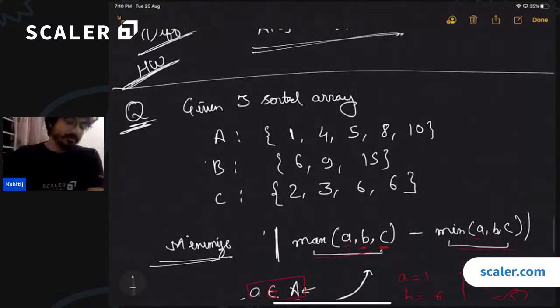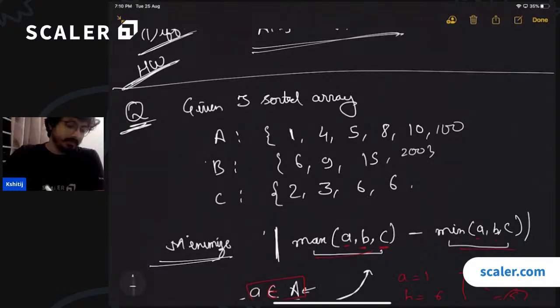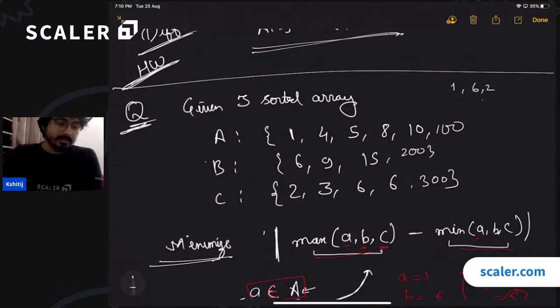If you find all the minimum values and all the maximum values, let us say this array also had 100, this array had a 200, and this array had a 300. Then you find all the minimum values, which are 1, 6, 2, and you also find all the maximum values, which are 100, 200, and 300. Now what do you do with these values?